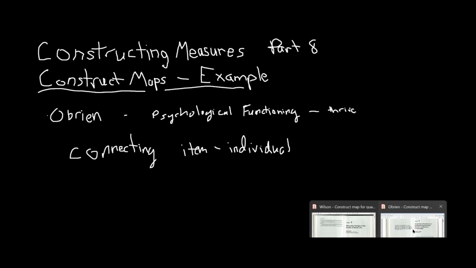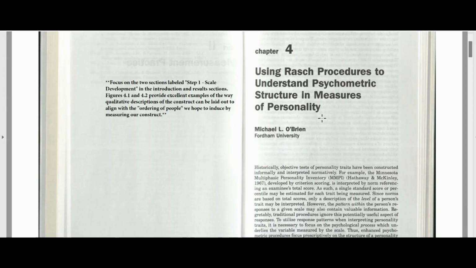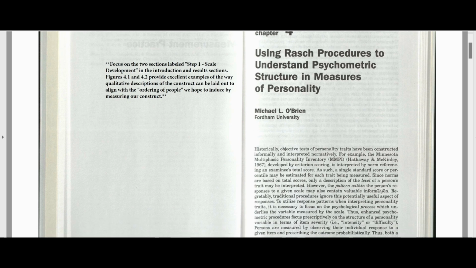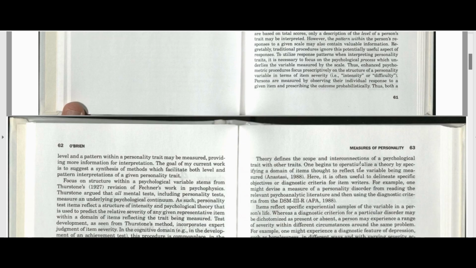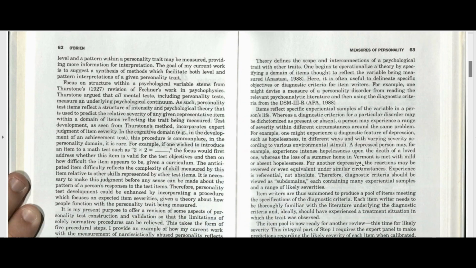So this example is based on a guy named Michael O'Brien, published, I think, in 97. It's based on the work of the MMPI, the Minnesota Multiphasic Personality Inventory. It's a very popular psychological assessment that has something ridiculous like 200 or 300 items. And he goes on to describe items and the importance of understanding patterns of responses.